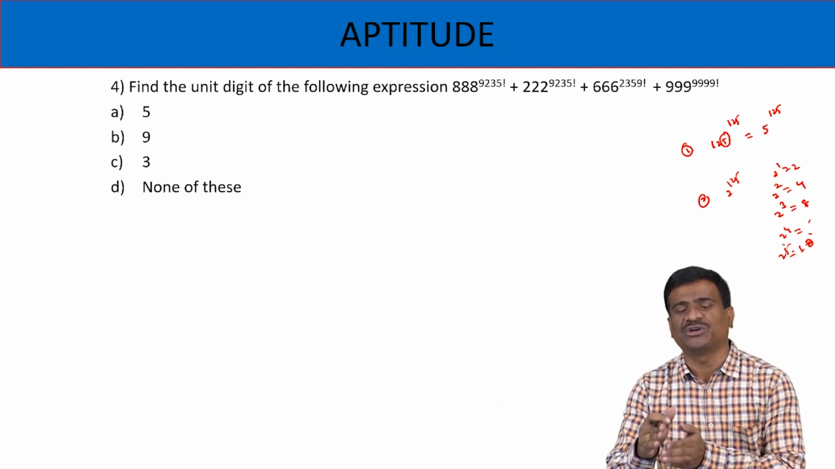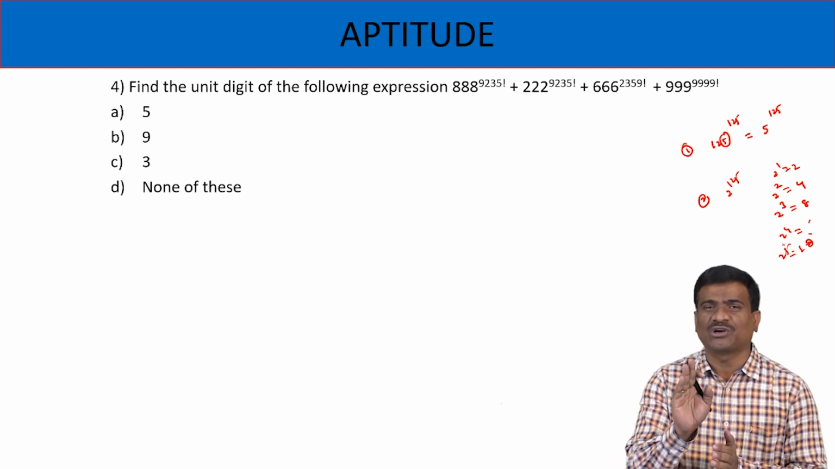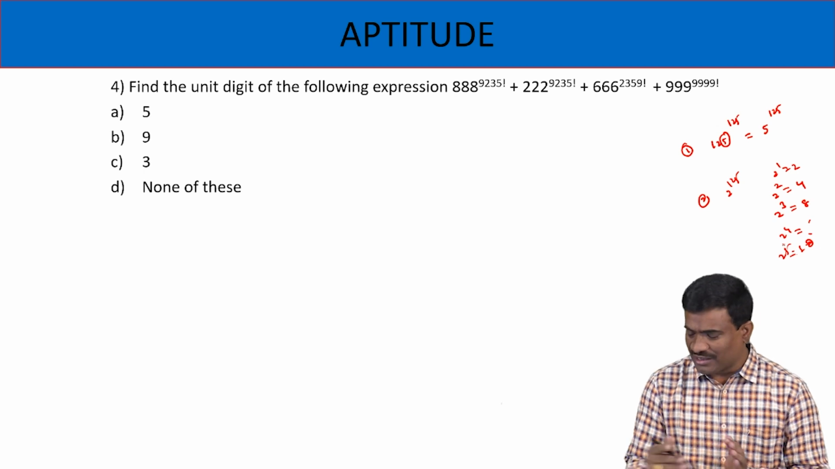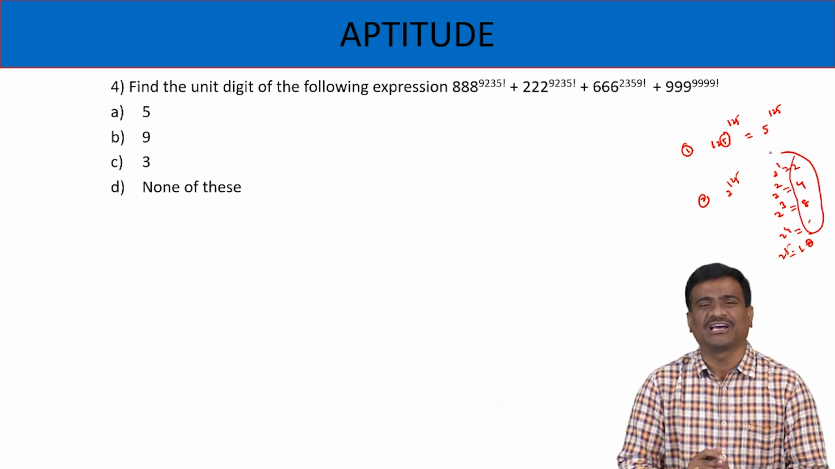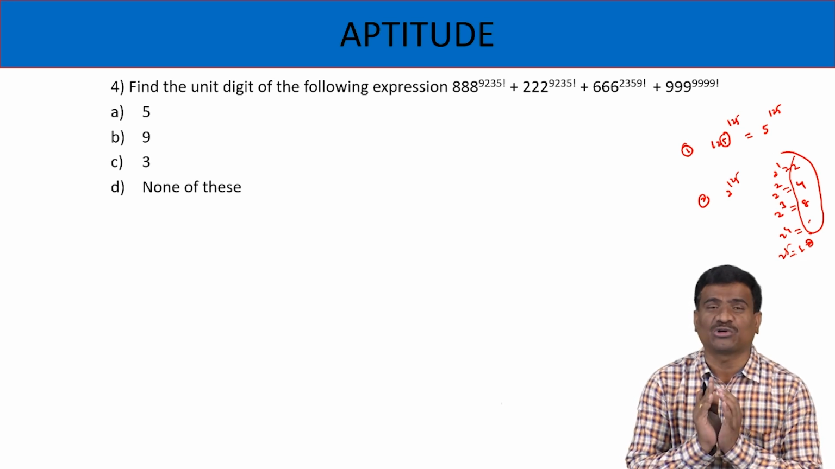Observation of the unit digit property of 2: only four numbers are cyclically repeated, 2, 4, 8, 6. These are the only ones cyclically repeated. This is about the third property.